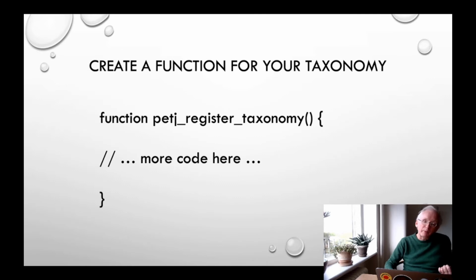Now, the function we use when we want to create the taxonomy is this. You can, of course, give the function any name as you can in PHP. You can see that I have chosen to call it php_register_taxonomy, just in order to tell what this function does. And then between these two curly brackets, the code will come. And I have split the code in two just to make it clearer what the code does. The first part of it is this part.